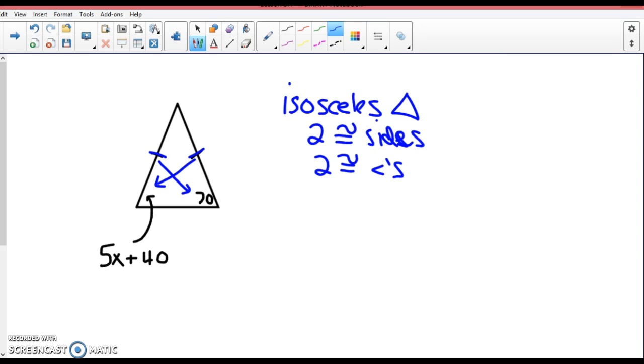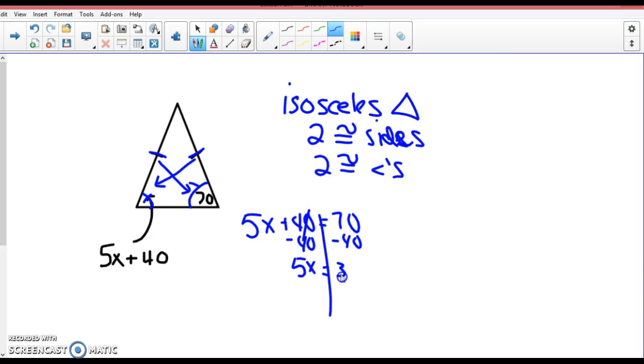So, these 2 angles, this one and this one, are congruent to each other. So, here's my equation. 5x plus 40 equals 70. So when you see a picture that looks like that, you need to know that those 2 angles are congruent because they're opposite congruent sides. To solve this, I'm going to subtract 40 from both sides. So 5x is 30. Divide by 5, x is 6.